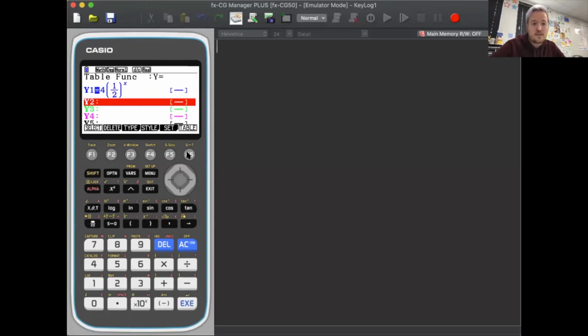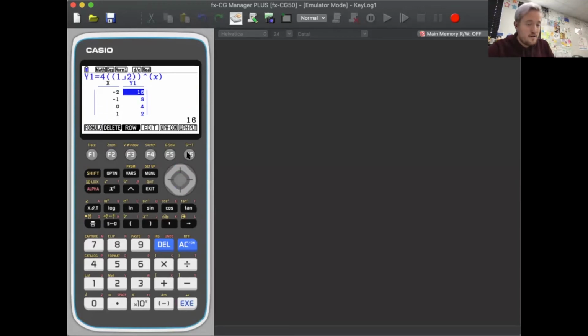So I want F6, and I do not want that. All right, so I went from -2 to +2. So at -2, you're going to fill in 16. And then the next one is 8, and then 4, then 2, and then 1. So those are going to be your table values. You can do this literally on the calculator. If you want to do it by hand, by all means, you're more than welcome to.